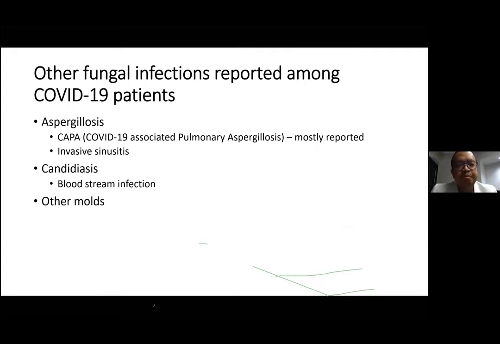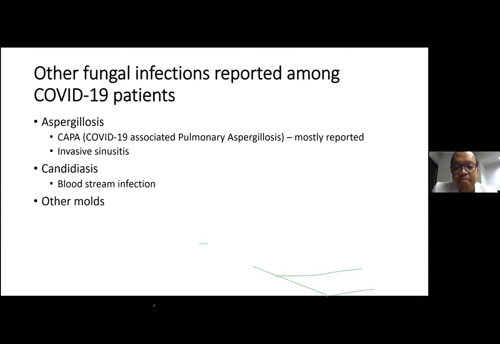Now, Dr. Reddy mentioned to me to at least mention some of the other fungal infections that were reported among COVID. When you do a preliminary literature search, all that's going to come up is mostly aspergillosis. Some of the experts are still not really doubting, but even the CDC has recognized this, and they call it CAPA, or COVID-19 associated pulmonary aspergillosis.